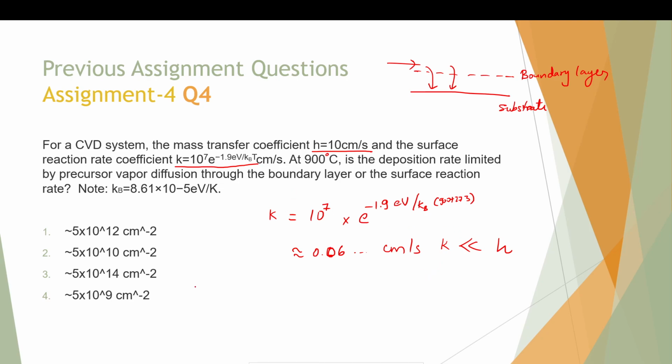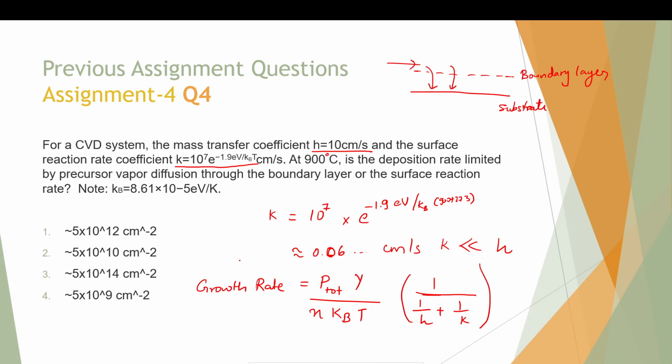To understand this more quantitatively, a formula was given in the class that said the growth rate is P total times Y, where Y is the ratio of the partial pressures. So basically this entire term means the partial pressure of the precursor gas, divided by N kBT, times 1 over (1 upon h plus 1 upon K).